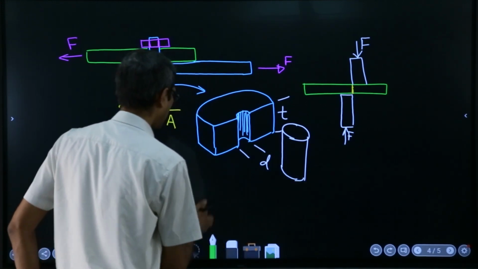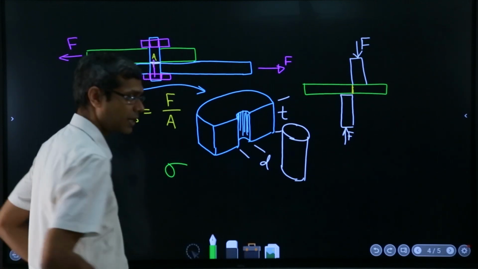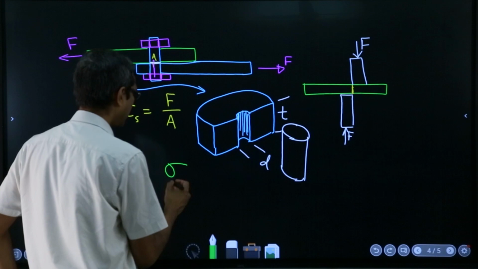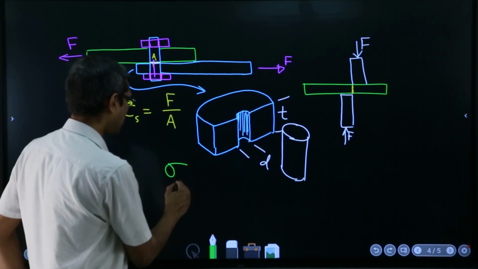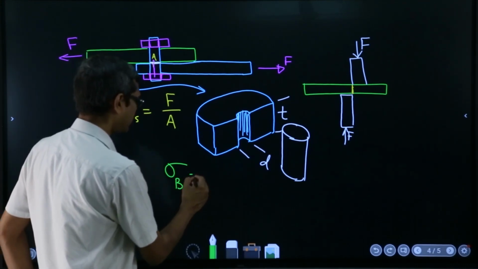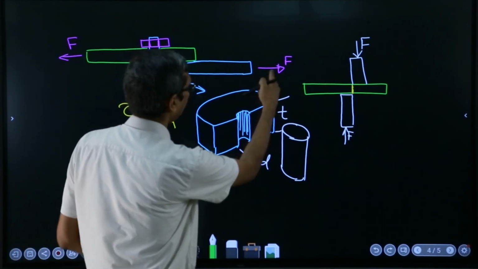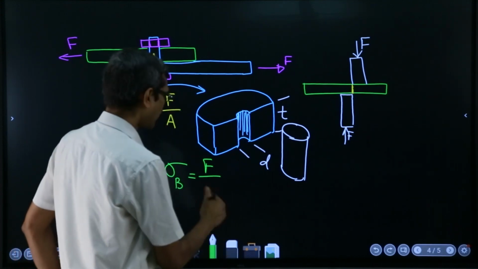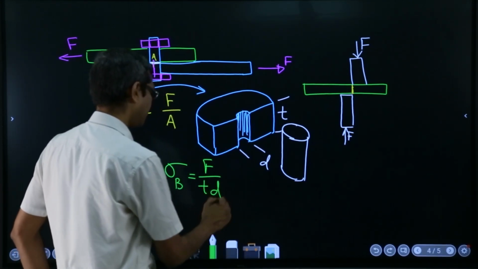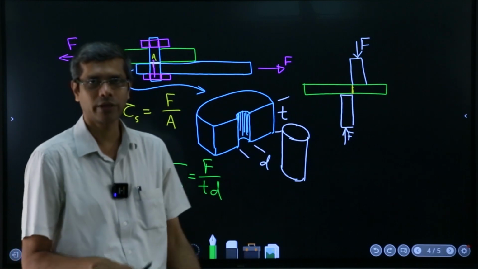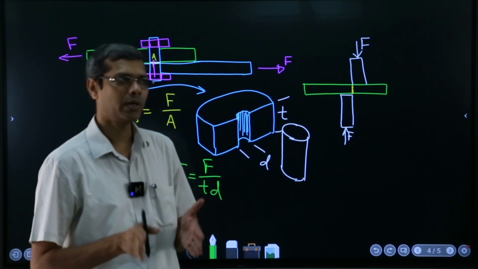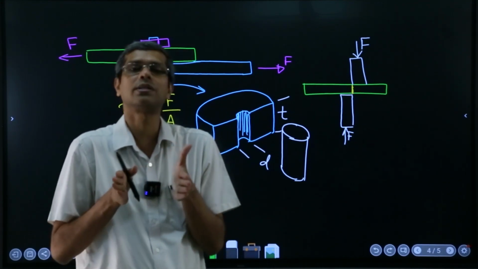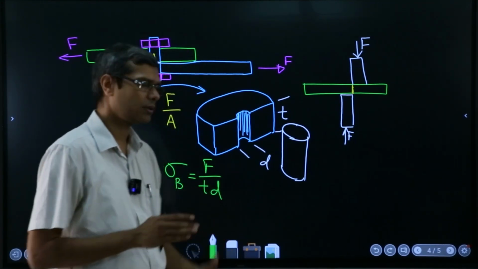So we will say sigma, again we are using the same letter sigma because it is more like a normal stress than shear stress. Here I will write B for bearing stress, which will be equal to the force which was acting divided by this area, which is T times D. This is the projected area, not even the curved area, because that is what is responsible for taking this bearing stress.